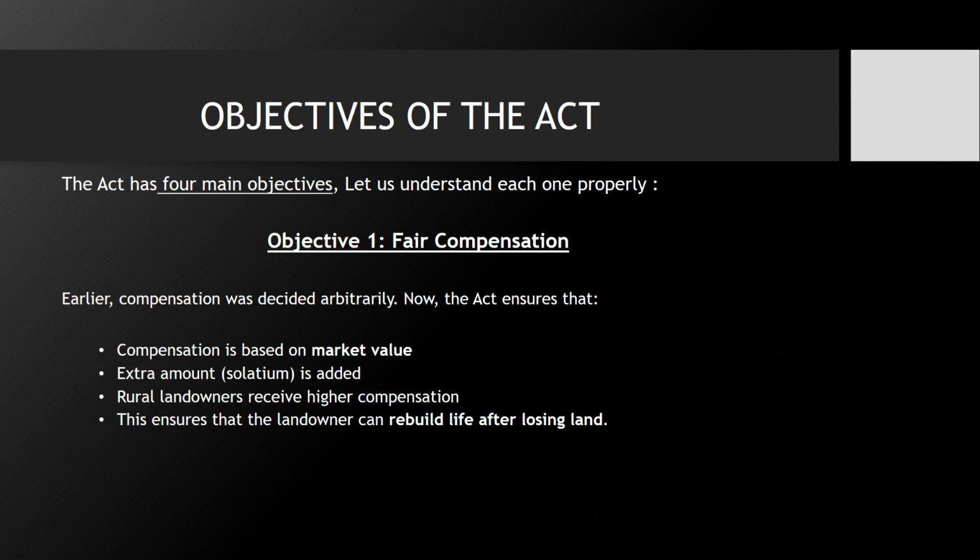The objective 1 talks about fair compensation. Earlier, compensation was decided arbitrarily. Now, the act ensures that compensation is based on market value. So, no arbitrary compensation is allowed. You have to assess the value of land first. Then, a separate provision for an extra amount, which is called solatium, is added. Okay, we will deal with solatium separately later. Just remember the name. Rural landowners receive the highest compensation. This is a very good point of this act. This ensures that the landowner can rebuild their life after losing land.